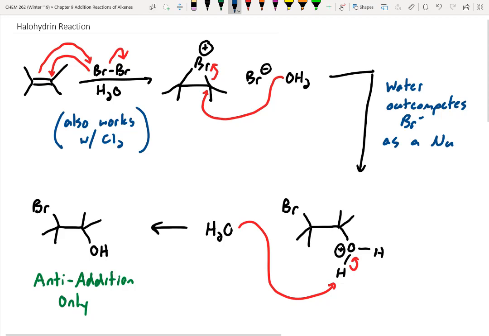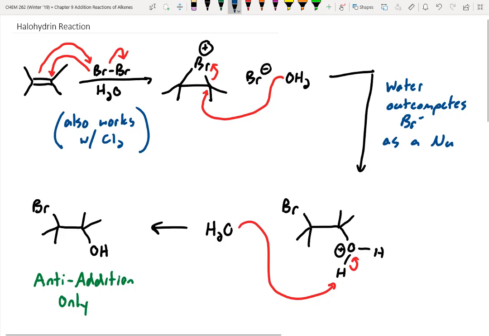Yeah, chlorine's a lot less selective, and it's a poisonous gas. So that would be one of the more practical reasons. Yeah? You said that water outcompetes the bromide just out of concentration? Yes, just simply based on concentration. You have such a huge excess of water, it's just going to outcompete bromide. Yep, great question. All right, so this reaction's kind of neat.